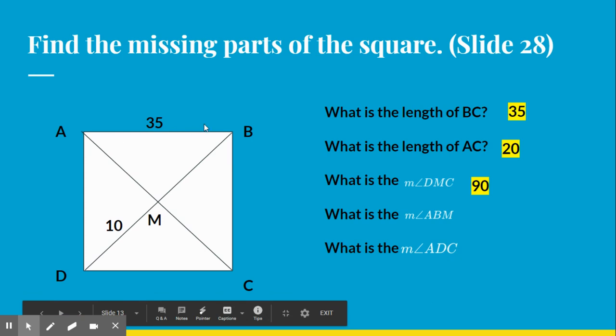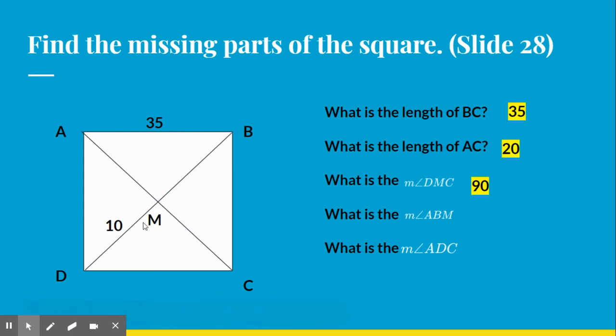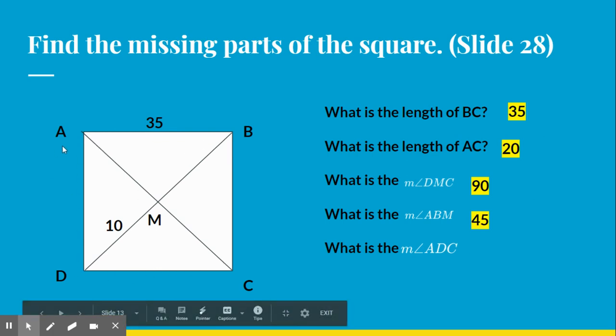What is the measure of ABM? ABM. Well, we know that these corners are 90 degrees and that this diagonal cuts this corner exactly in half. It bisects it. So if the whole thing is 90, then what is half of that? 45. And the last one, what is ADC? ADC, that's its entire corner, 90 degrees.